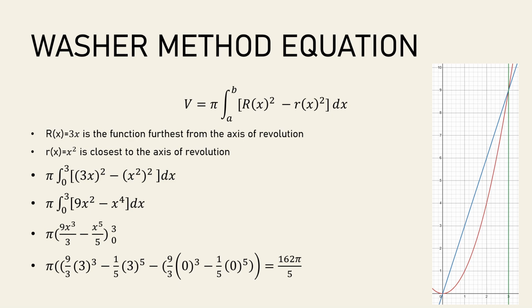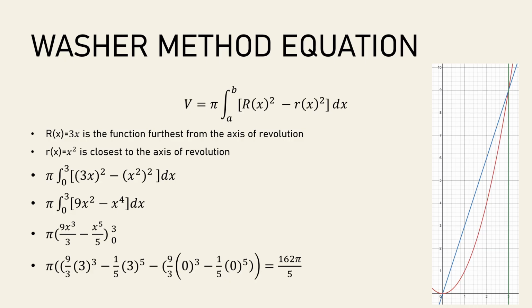We then have pi times the integral from 0 to 3 of (3x)^2 minus (x^2)^2. We then square the functions. We then have pi times the integral from 0 to 3 of 9x^2 minus x^4 dx, and after we integrate it, we are left with pi times [9x^3 divided by 3 minus x^5 divided by 5] from our bounds of 0 to 3.